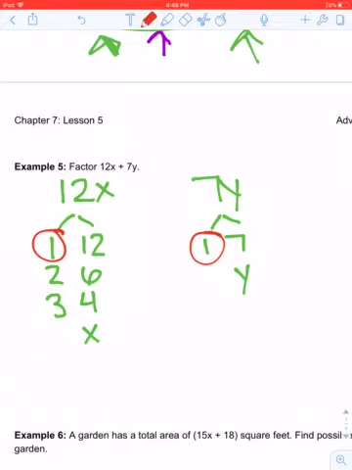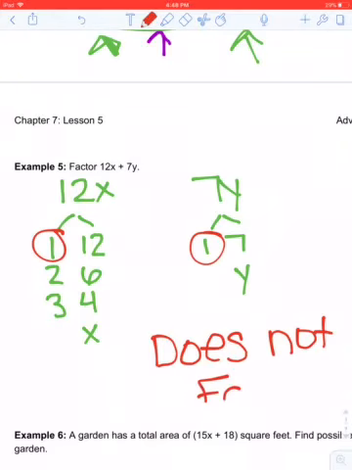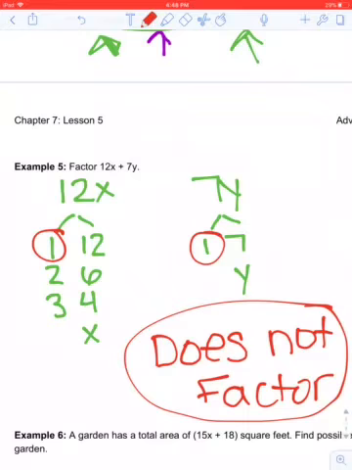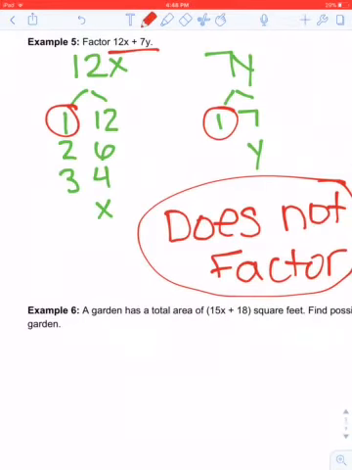So what we go ahead, because 1 is the greatest thing, it means there's nothing we can pull out. It's just going to be the same thing, because remember, anything times 1 is itself. So what we can write is "does not factor." That is our answer. So sometimes if 1 is the greatest common factor, then the overall expression up here does not factor.